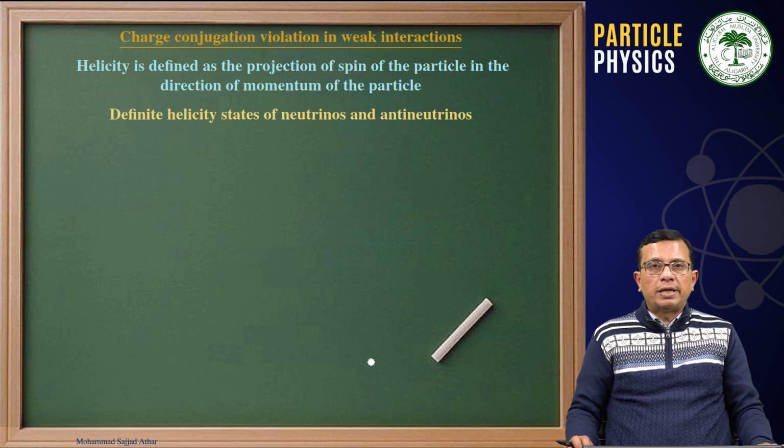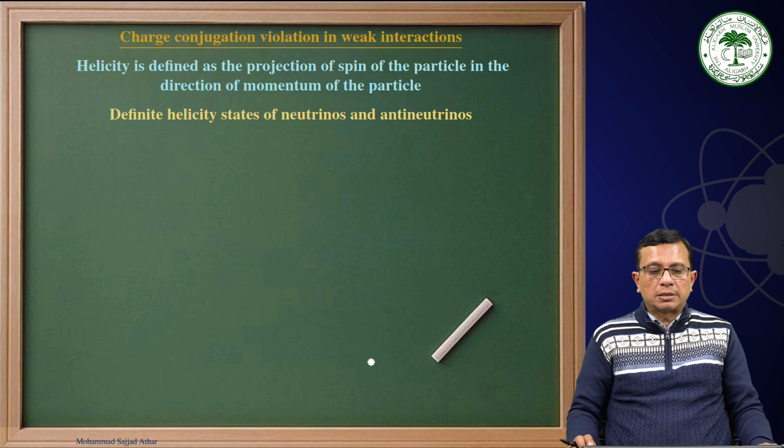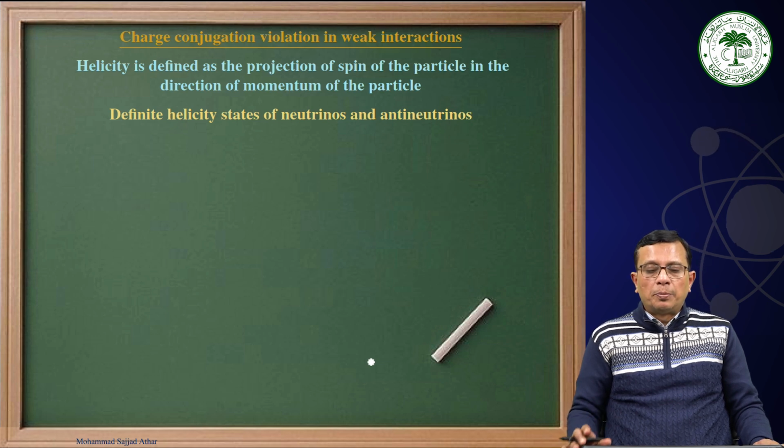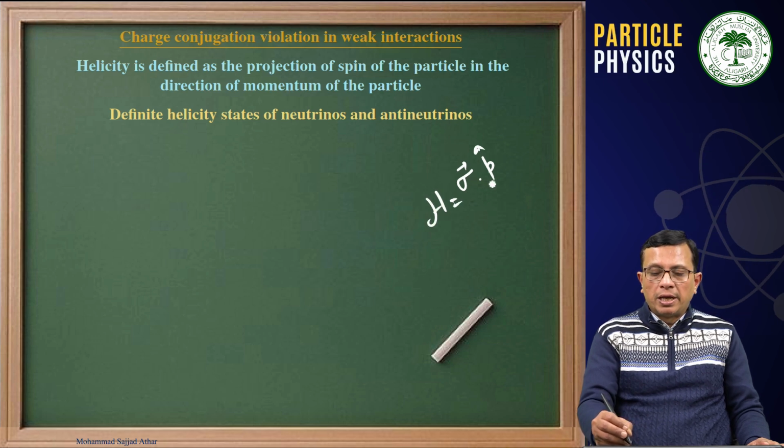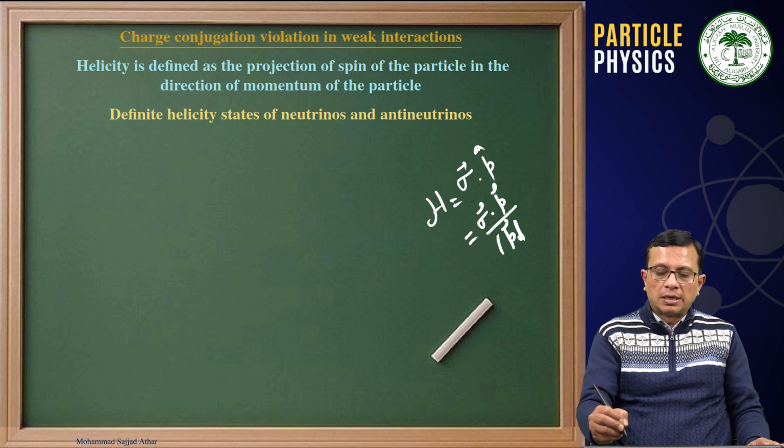Now let me go to charge conjugation violation and talk about charge conjugation violation in weak interactions. Now, we have seen in the day before yesterday's lecture that helicity is defined as the projection of the spin of the particle in the direction of the momentum of the particle. And this is what I define as helicity, that projection of a spin in the direction of the momentum of the particle. And this we wrote something like this.